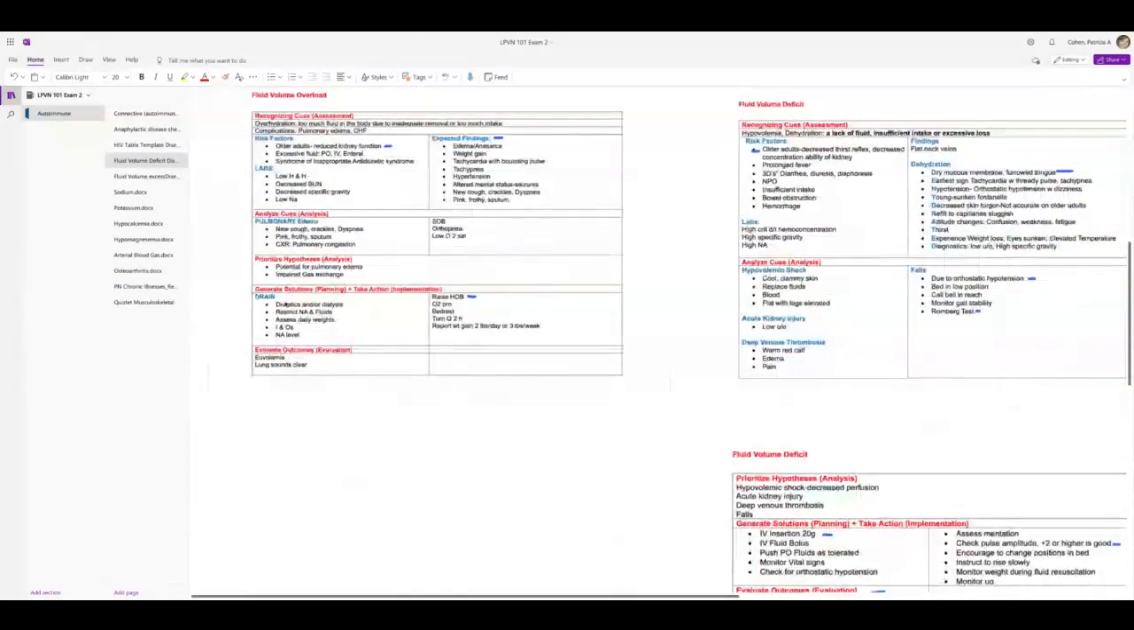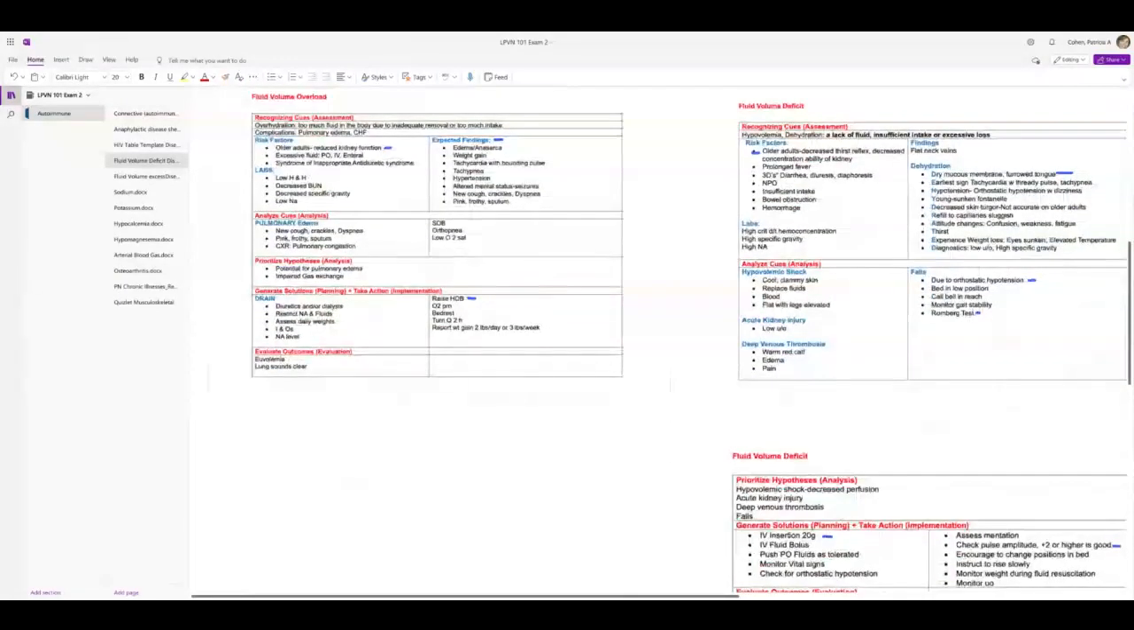Okay, so you should compare fluid overload with fluid deficit, and notice what's the same and what's different. With fluid volume overload, that means overhydration. So obviously they have too much fluid in the body. Either they can't remove it, like if they had a kidney disease, or the intake's too much, like maybe they got too much IV fluid. So that's why you have to be careful.